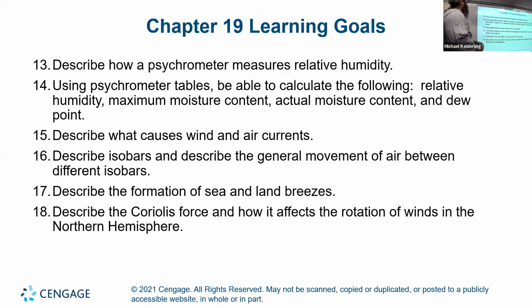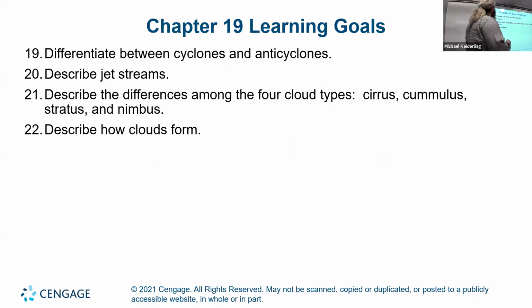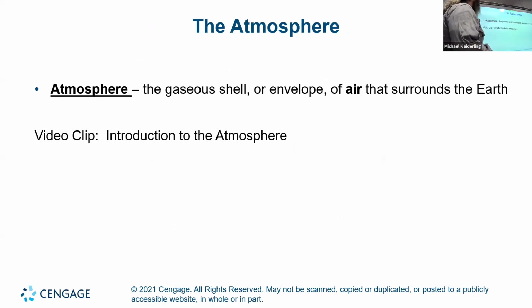We'll describe what causes wind and air currents. We'll describe isobars and describe the general movement of air between different isobars. We'll describe the formation of sea and land breezes. And we'll describe the Coriolis force and how it affects the rotation of winds in the northern hemisphere. We'll differentiate between cyclones and anticyclones, describe jet streams, and describe the differences among the four cloud types, cirrus, cumulus, stratus, and nimbus, and describe how clouds form. So the atmosphere is the shell of gas or air that surrounds the Earth.